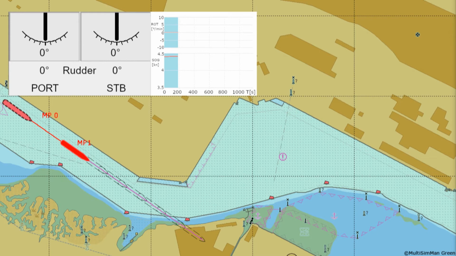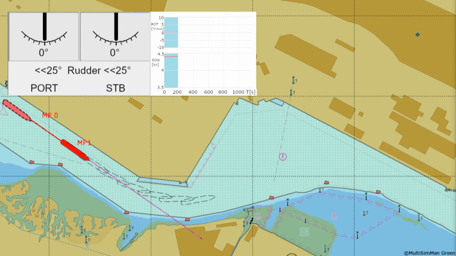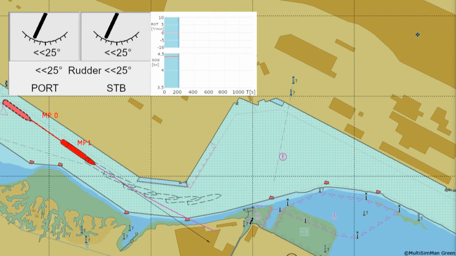After 3 minutes, the vessel arrives at the first maneuver point and rudder is ordered to 25 degrees to port. The time required of the rudders to reach 25 degrees to port is small, which results in a steep increase of the rate of turn.